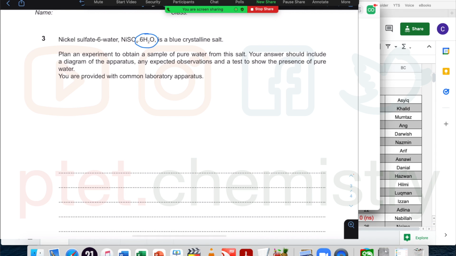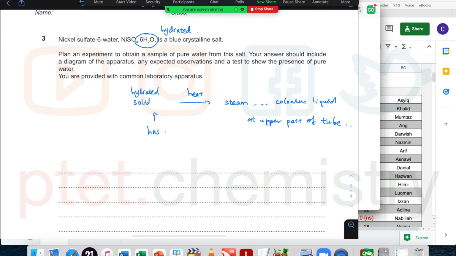This is a hydrated solid. I just remember in your qualitative analysis just now, there was a solid, and then you heat it, and you get steam coming off, and then you get a colorless liquid at the upper part of the tube. This is what you saw last time when I showed it to you. When you have a hydrated solid, you will kick out the water of crystallization. So I hope you can see how all the topics are related together now.